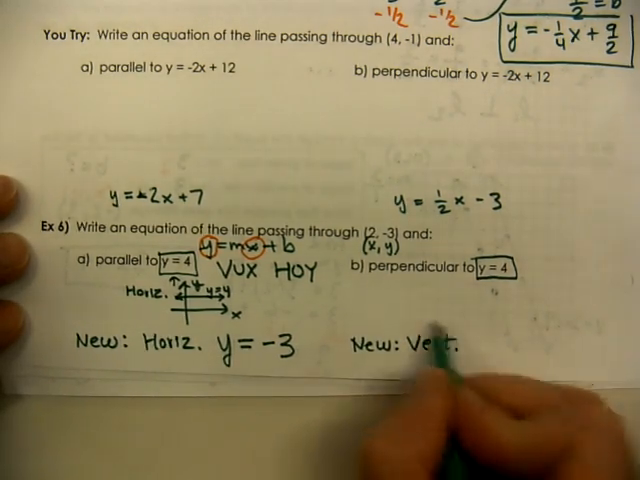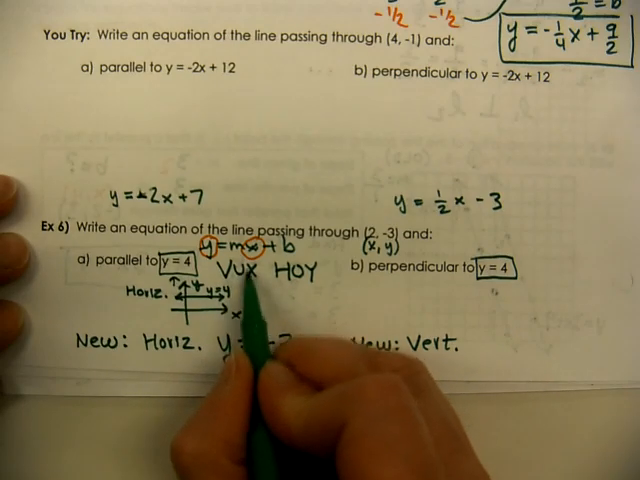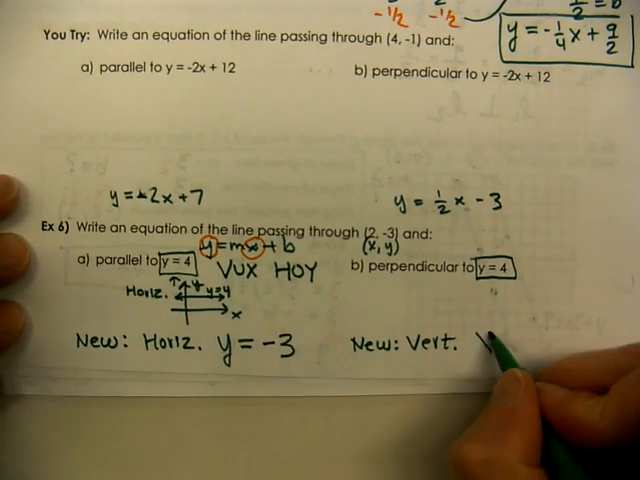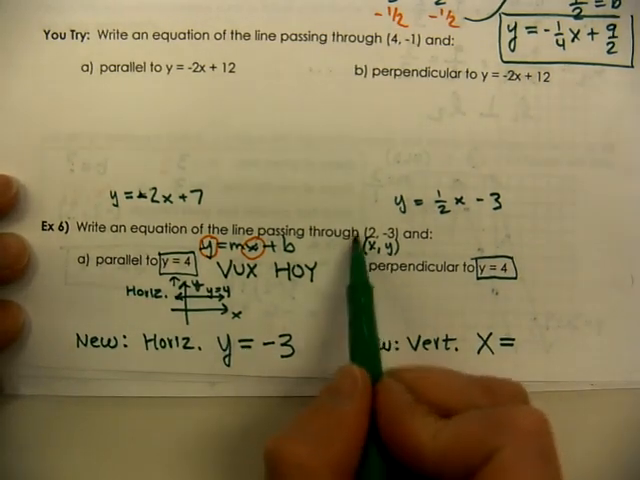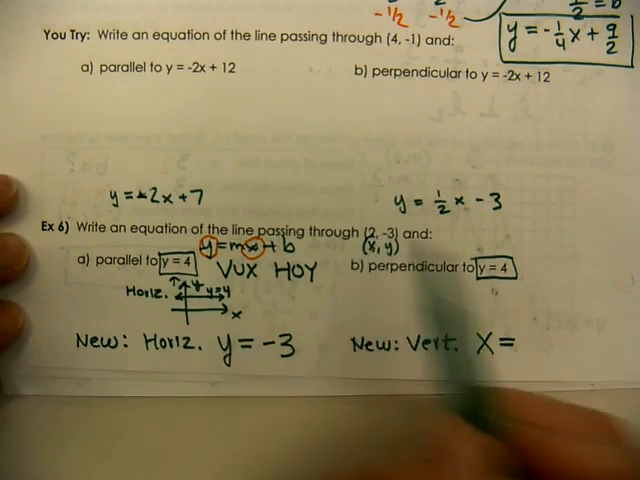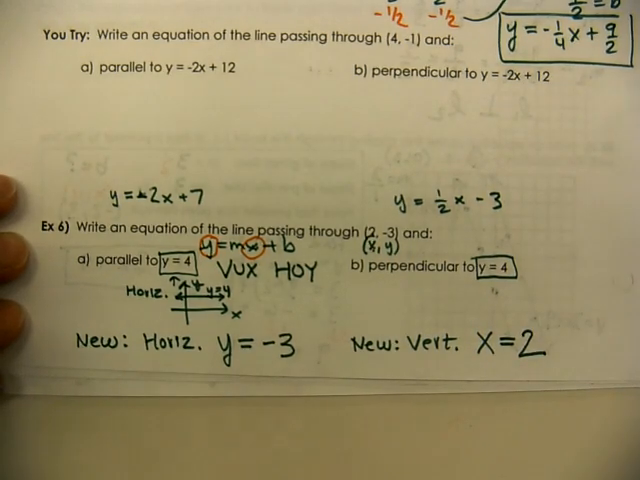How do you write the equation of a vertical line? A vertical line has undefined slope and its equation uses only the x. So we're going to have x equals a number. What number should we use? Well, look for the point. There's your x coordinate, which is a 2. And that's the equation of your vertical line.